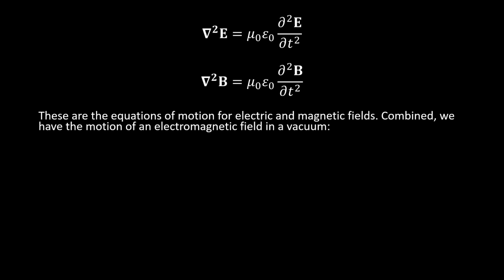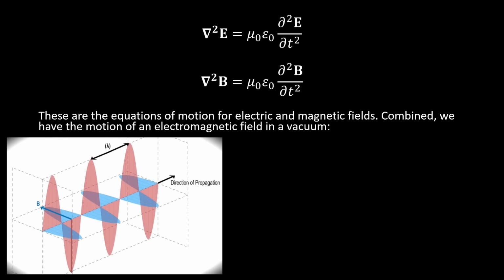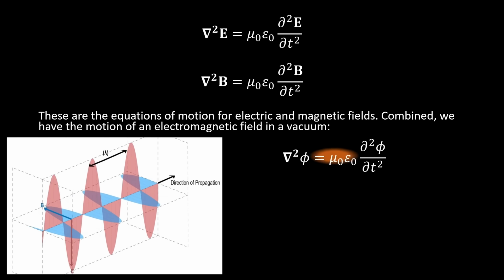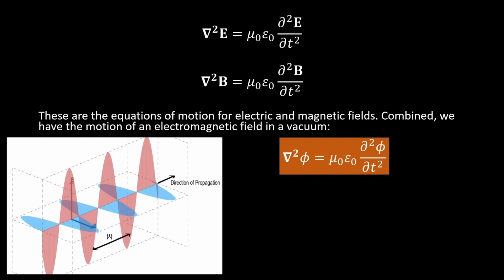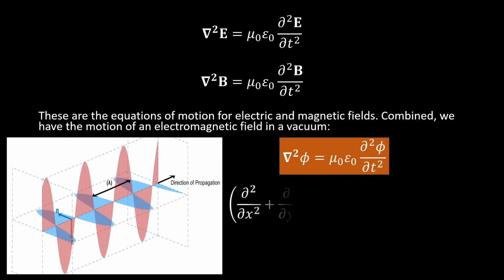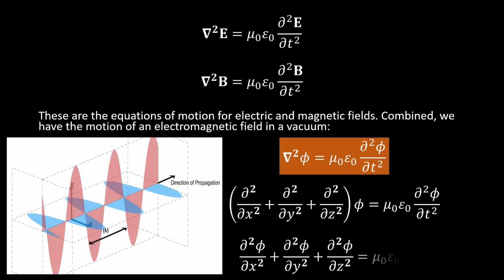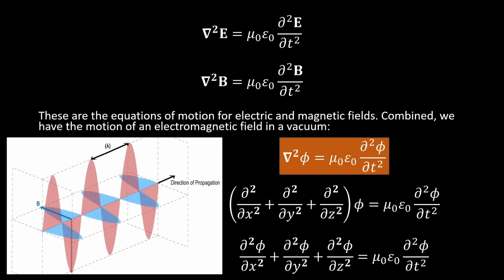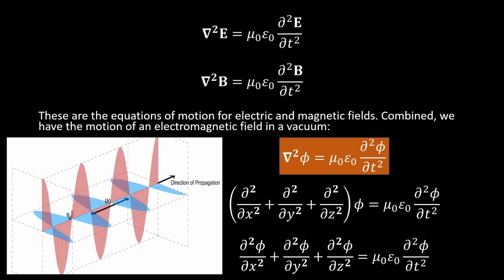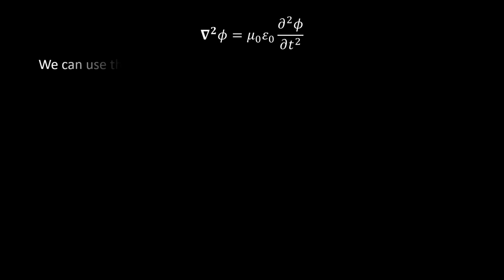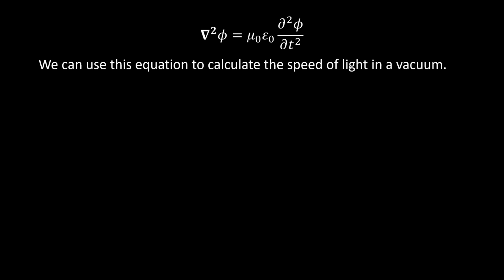These are the equations of motion for electric and magnetic fields. Combined, we have the motion of the electromagnetic field in a vacuum. We'll expand that Laplacian so you can see its full structure. We can use this equation to calculate the speed of light in a vacuum.